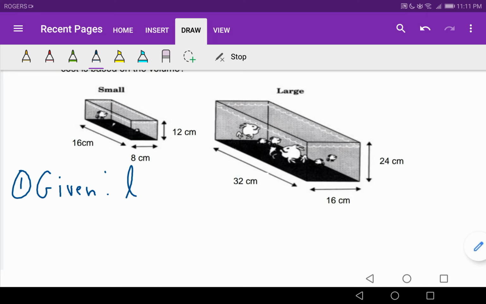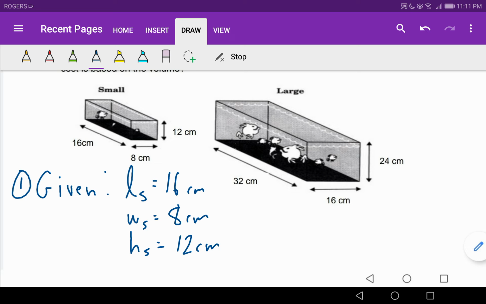Okay, so my length, and I'll put L subscript S for small aquarium. The length of the small aquarium, let's say, is 16. My width of the small aquarium is 8. And my height of the small aquarium is 12. All right, so that's given to me.